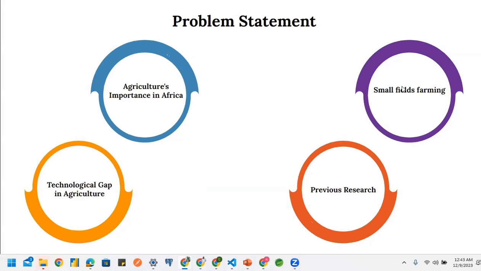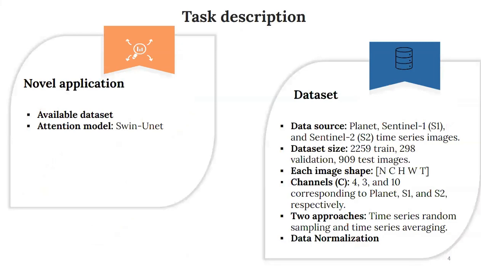Moreover, the prevalent practice of smallholder farming in Africa does not really lend itself to the application of state-of-the-art deep learning approaches. This has hindered the application of advanced technologies, such as satellite data, in agriculture. We've employed the Shifted Windows transformer, Swin Unet, architecture for our task.